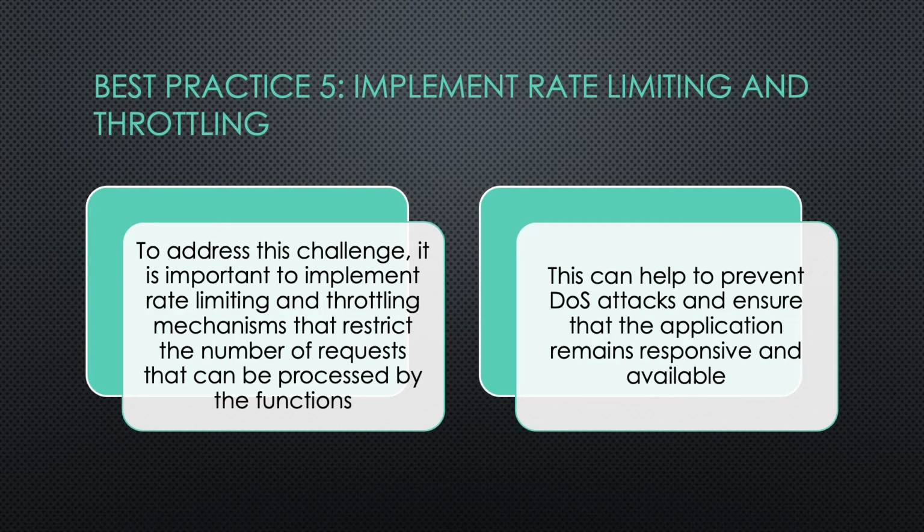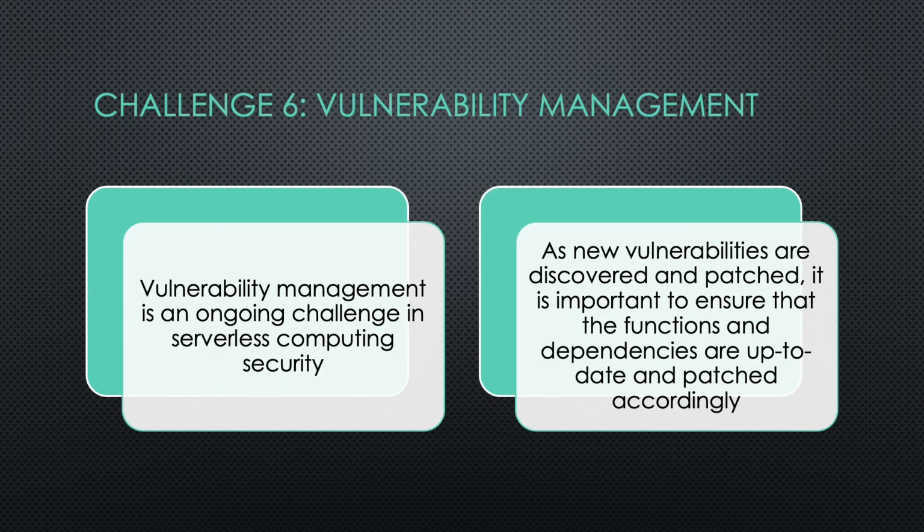Best Practice 5: Implement rate limiting and throttling. To address this challenge, it is important to implement rate limiting and throttling mechanisms that restrict the number of requests that can be processed by the functions. This can help to prevent DoS attacks and ensure that the application remains responsive and available.